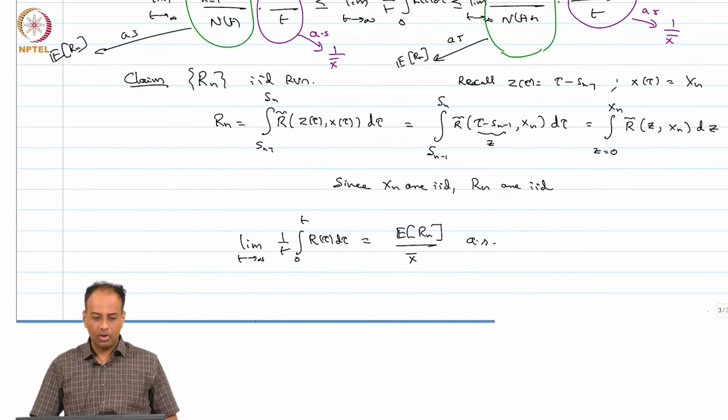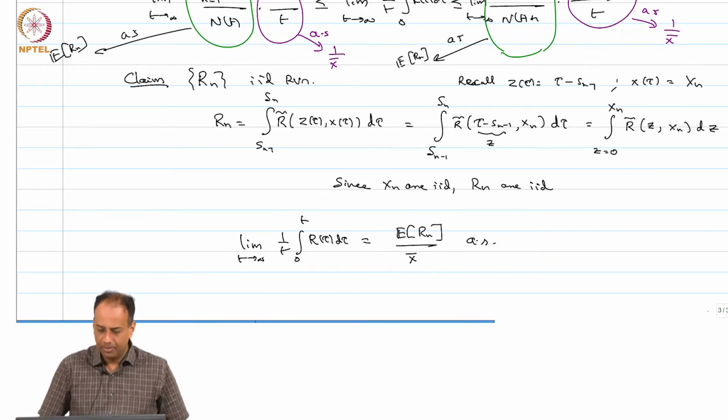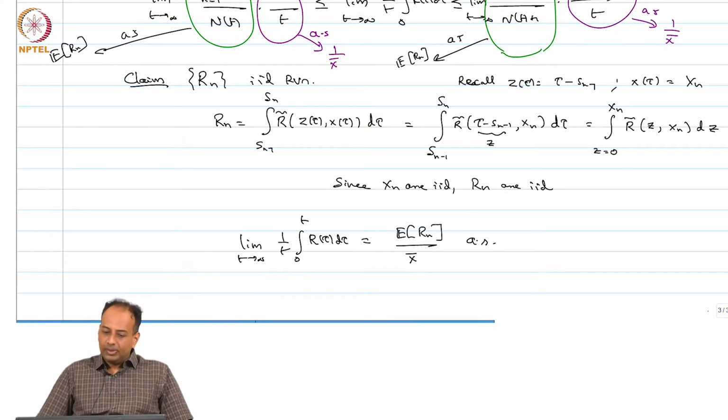One thing we can do now, for example, we have calculated the average residual life and average age and so on. Now, we can actually calculate the distribution of the age, or distribution of residual life, or whatever you want. Now, how would you do that?